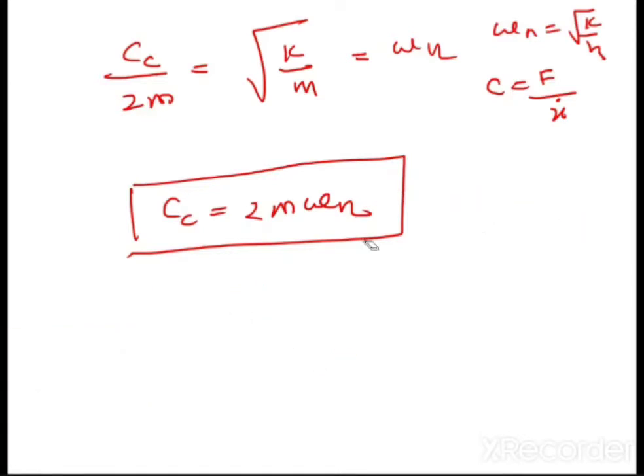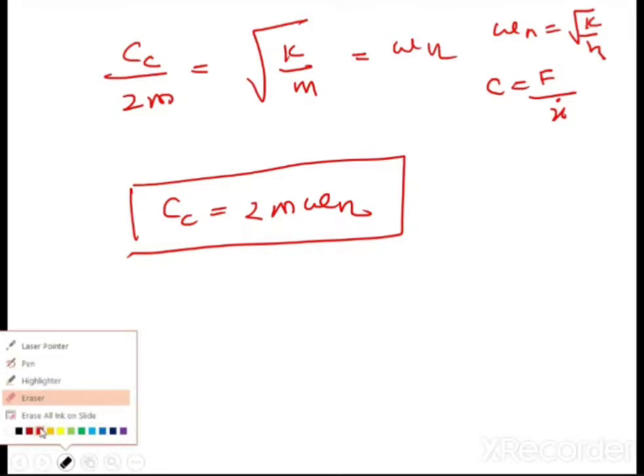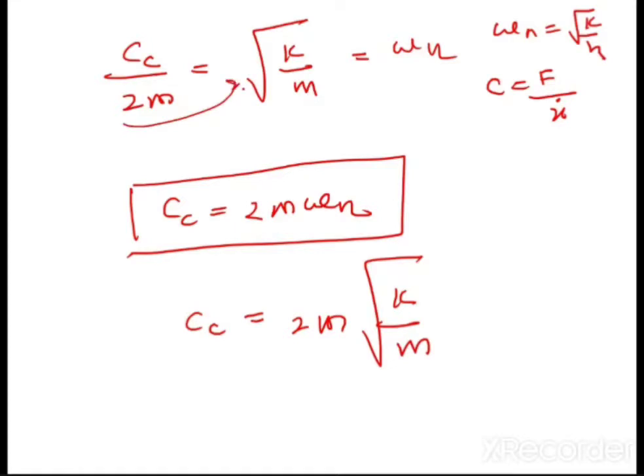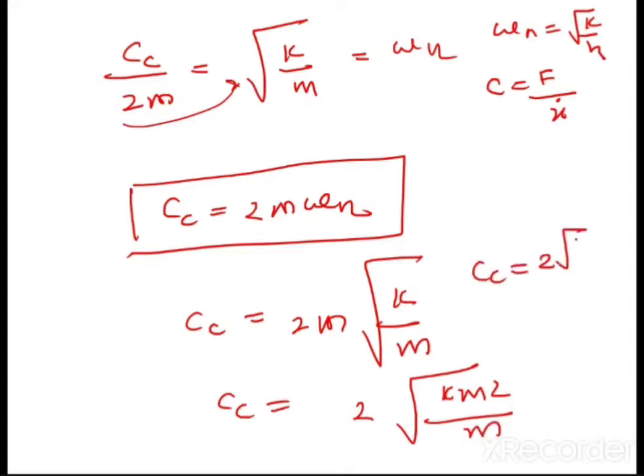So one more formula you can derive from this. See, now this Cc can be written like this: 2m into square root of k upon m, right? If I put this m inside the square root, it will become km square upon m. So Cc becomes 2 into square root of k into m. So guys, you have two formulas for Cc: 2m omega n, and Cc is equal to 2 square root of km. Is it okay?